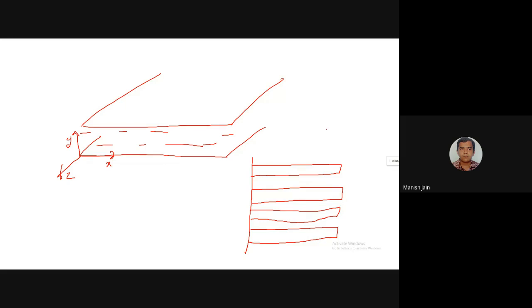Okay, so you may have the cylindrical fins also, or you may have the rectangular fins also. If you are solving the problem for the rectangular fins, then you have to take the Cartesian coordinate system. If you are solving the problem for the cylindrical fins, then you have to take the cylindrical coordinate system. Okay. Now the next example is the bearings.